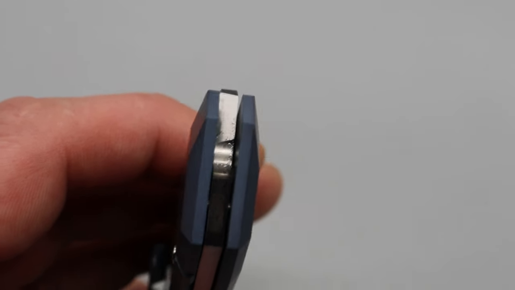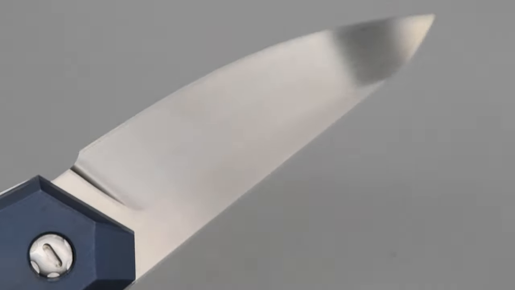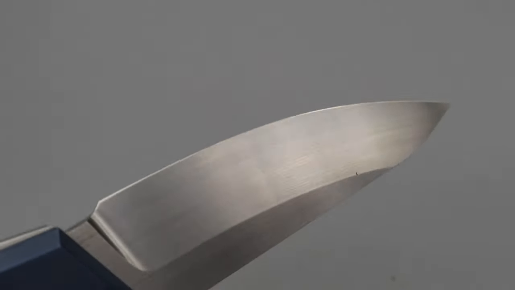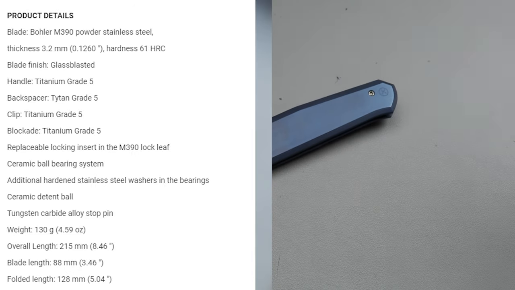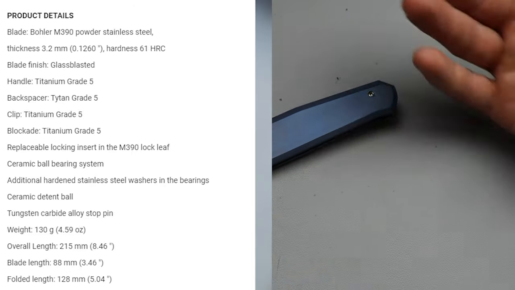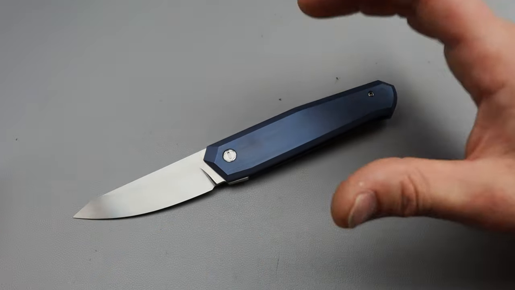M390 hand satin sheep's foot blade. He does have some other blade shapes. Beautiful hand satin. Now the M390 is 61 HRC. Now I know in a lot of cases we like to see 62 with M390. However, this is exactly what we want with M390.